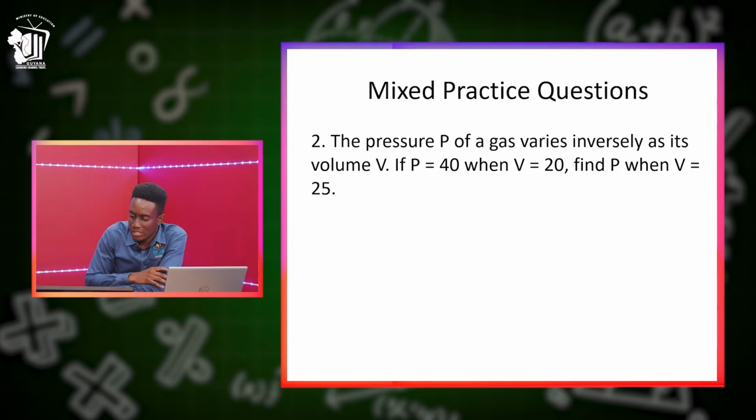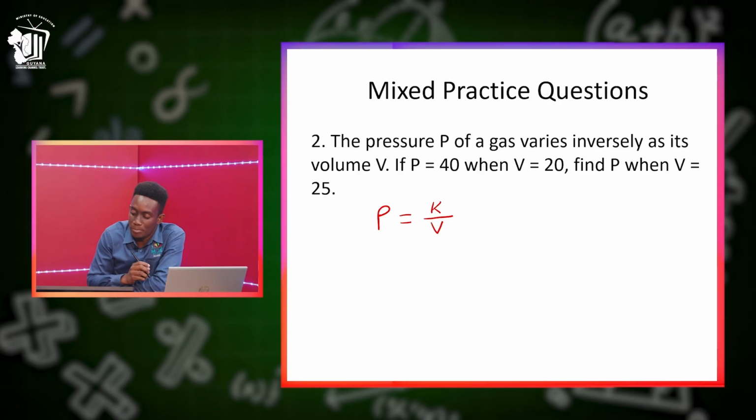So this one says, the pressure P of gas varies inversely as its volume. So if P is equal to 40 and V is equal to 20, find P when V is equal to 25. So this is a worded problem. So we see the pressure P of gas varies inversely as its volume. So let's write an equation to represent that. So we see P varies inversely. So P is equal to K over volume, which is V.